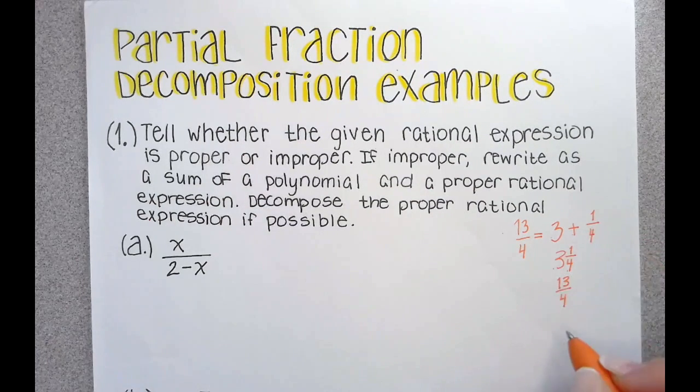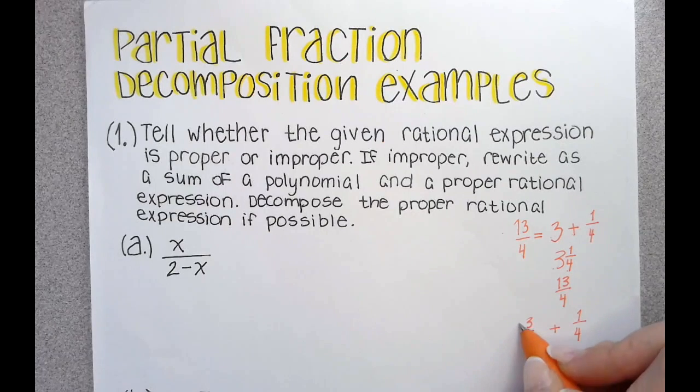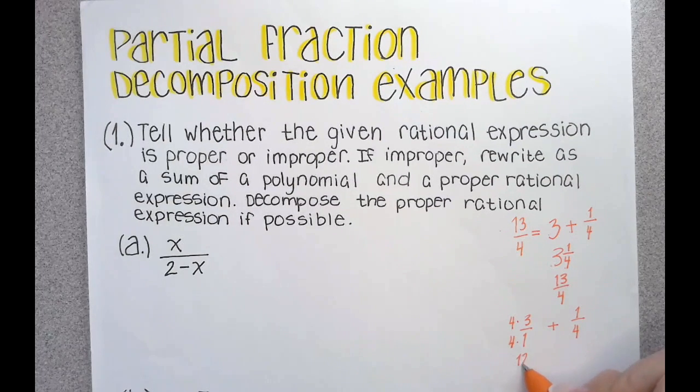If you were to add these now, you would use a common denominator. So you have that 3, which is really 3 over 1, plus 1 over 4. You need a common denominator. The least common denominator is 4. So you multiply this on top and bottom by 4, essentially multiplying by 1. That gives you 12 over 4 plus 1 over 4, which equals 13 over 4.